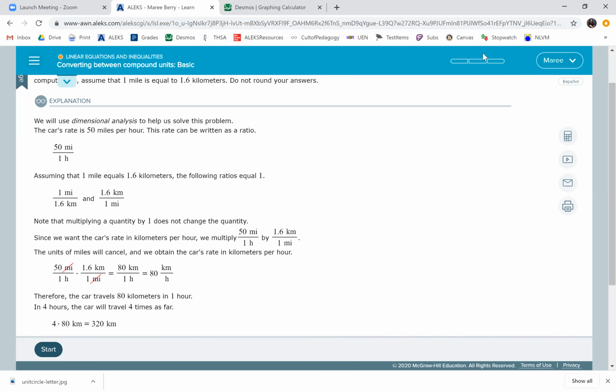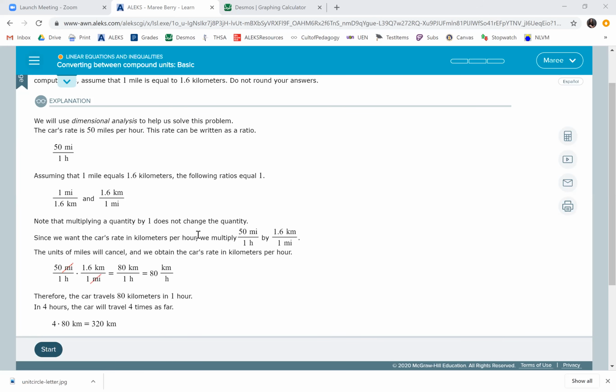I think I called it unit analysis before. I haven't heard dimensional analysis before, but it's just the same thing. So you write down what you have, which is 50 miles per hour. See how they wrote it as a fraction. And then they write the 2 unit multipliers using kilometers and miles. And they have 1 mile over 1.6 kilometers, and then they do the reciprocal, could be this way too.